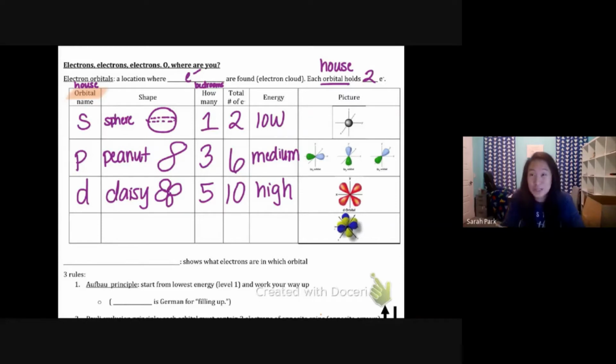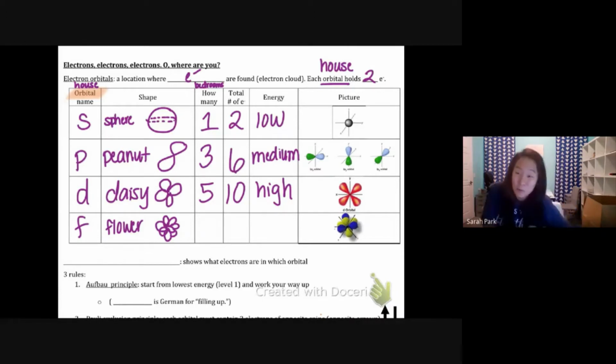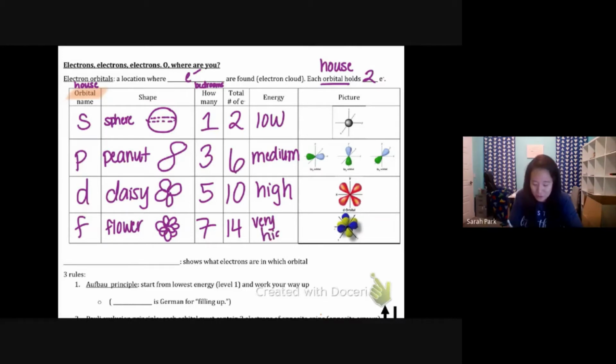The next type of house, or orbital, is called the f orbital. You can think of this as a really intense flower because it has a lot of stuff. It looks sort of crazy. In this orbital, in this house, you can have 7 bedrooms, essentially 7 rooms. Each room can fit 2 electrons, so a total of 14. This is very high energy, super high. So these are the 4 types of orbitals that electrons can live in.